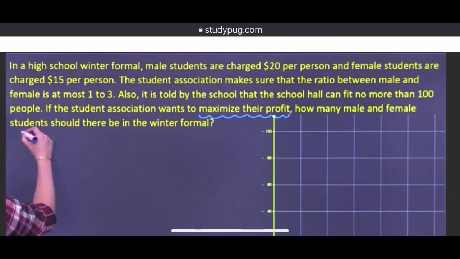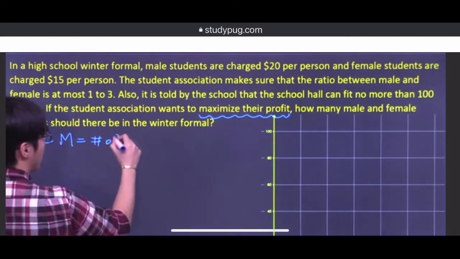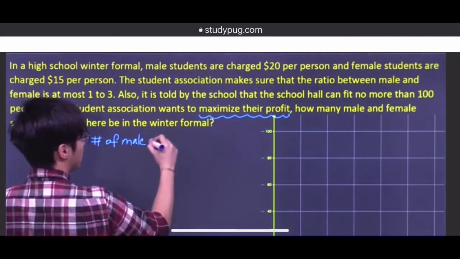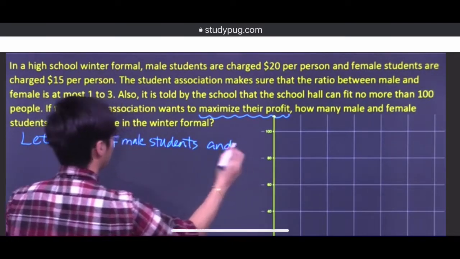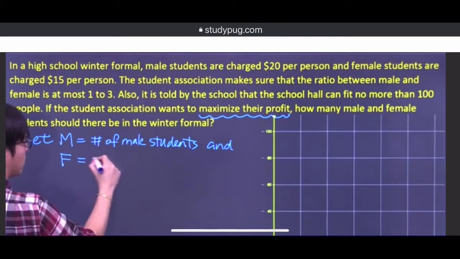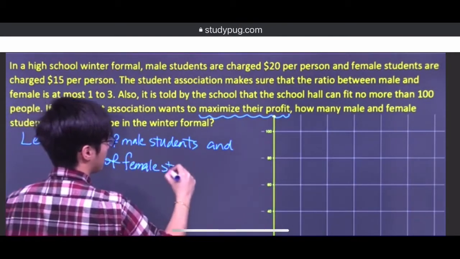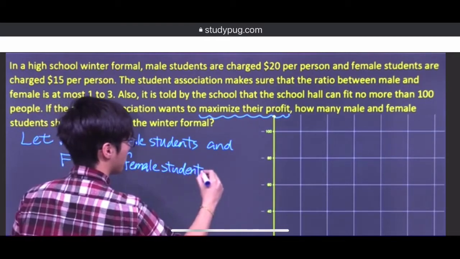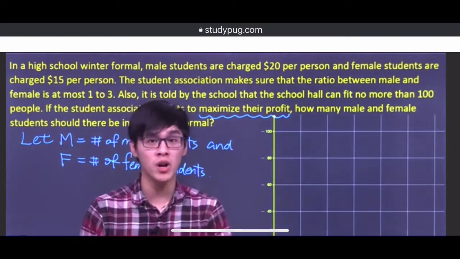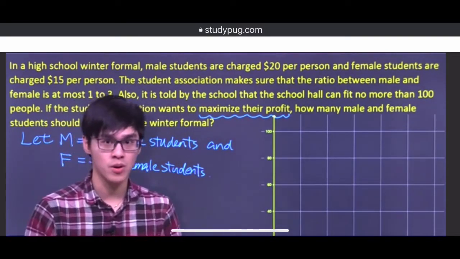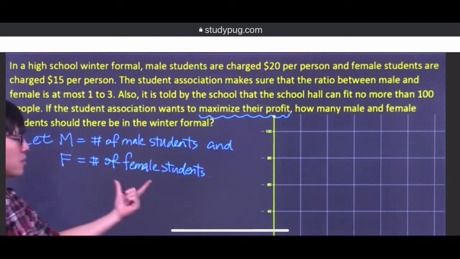Let M equal the number of male students, and let F equal the number of female students. Whenever we're doing word problems, the first thing we have to do is set up the let statement. Tell your teachers what those variables stand for. So here we have M, which stands for male students, and F, which stands for female students.